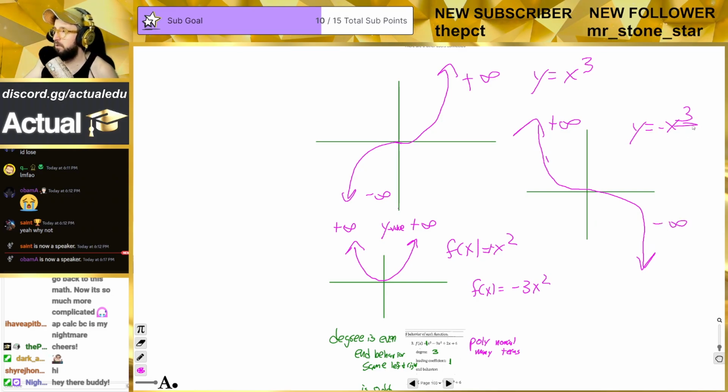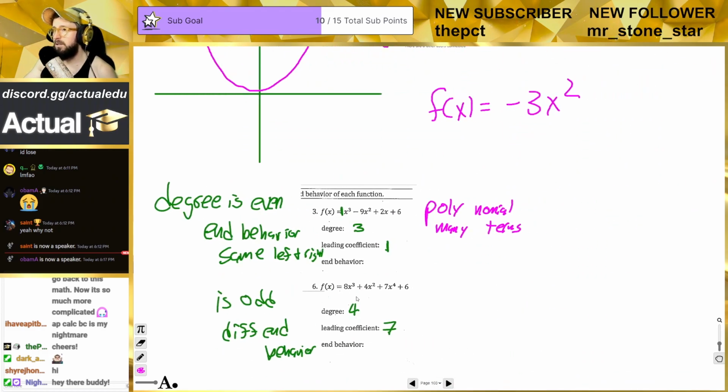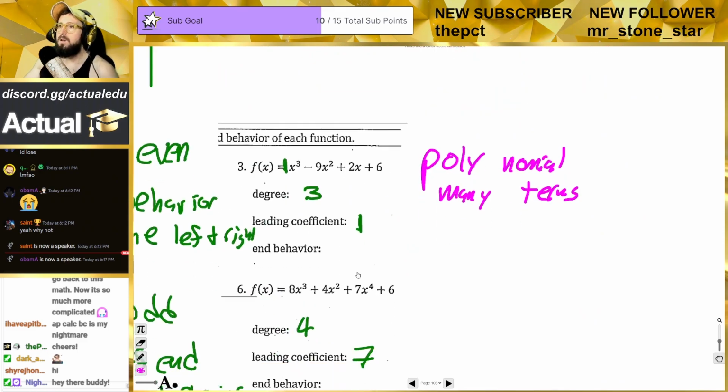Right, because remember, if this is odd, 3 is odd, then the behavior on the left and the right has to switch. They have to be opposites. So it has to be positive infinity here and negative infinity here. Good little thing to remember.